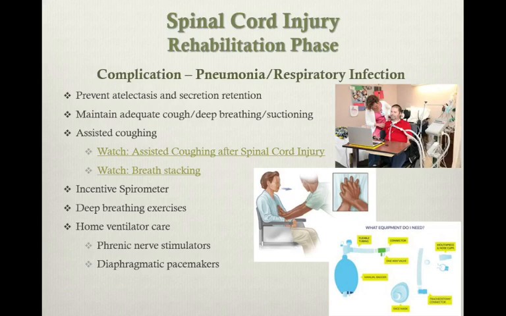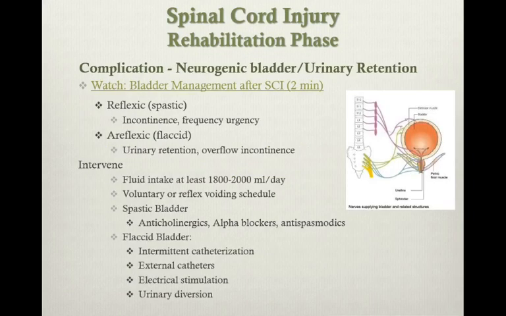But again, if you have weak chest muscles, you may not, even with a diaphragmatic pacemaker, be able to pull very effective, good deep breaths, which is where the breath stacking and assisted coughing come in. So those are things that are in the rehab phase that are very important to avoid pneumonia or respiratory infection. If your patient has cervical or thoracic injuries, you can't very well tell them, take a deep breath. The nerves and the muscles just are not there to do so. So we'll have to help them do that.